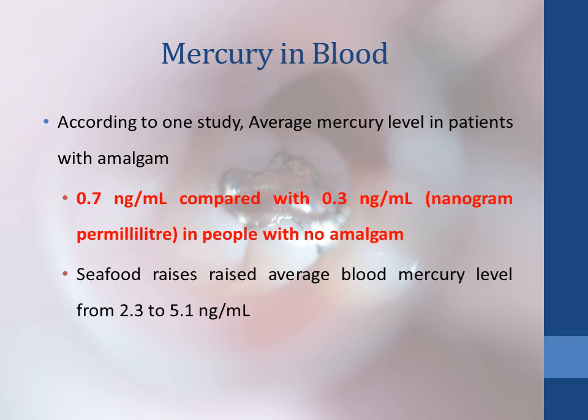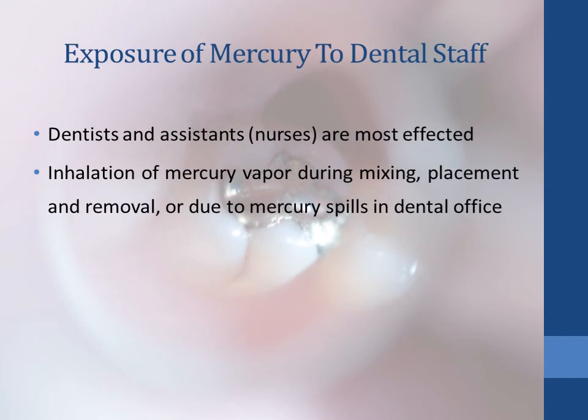The average mercury level in patients with amalgam is 0.7 nanograms per ml compared to 0.3 nanograms per ml in people with no amalgam. So the difference is very minimal, very negligible. And seafood raises the average blood mercury level from 2.3 to 5.1 nanograms. Dentists and assistants are more affected, through inhalation of mercury during mixing, placement, or removal, or due to mercury spills in the dental office.